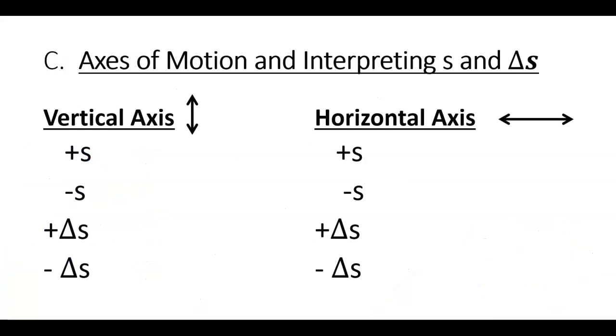Let's continue. So, let's talk about axes of motion and interpreting S and delta S. So, remember, this is position, and this is displacement. So they're different things. So S is position, that's the coordinate at some point in time. Delta S is displacement, or the change in position.